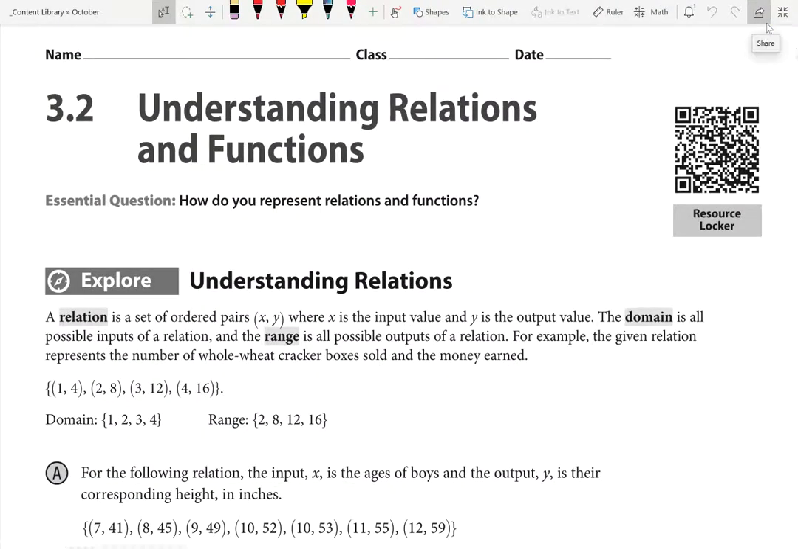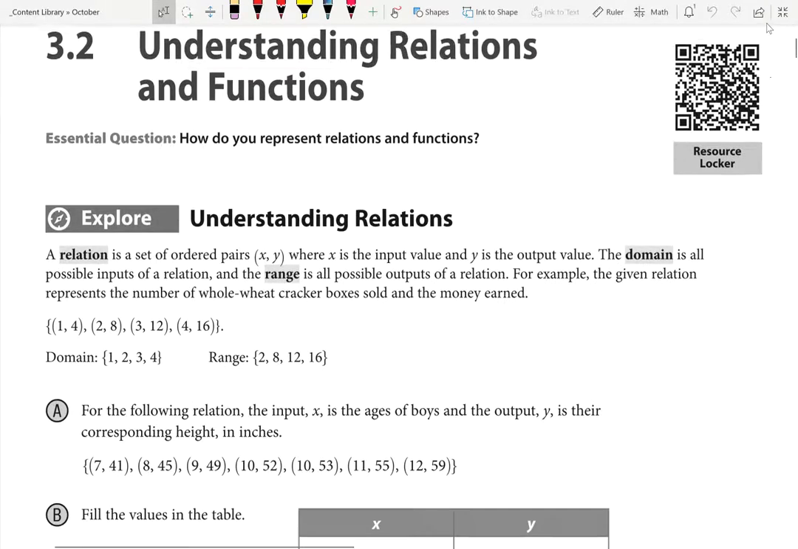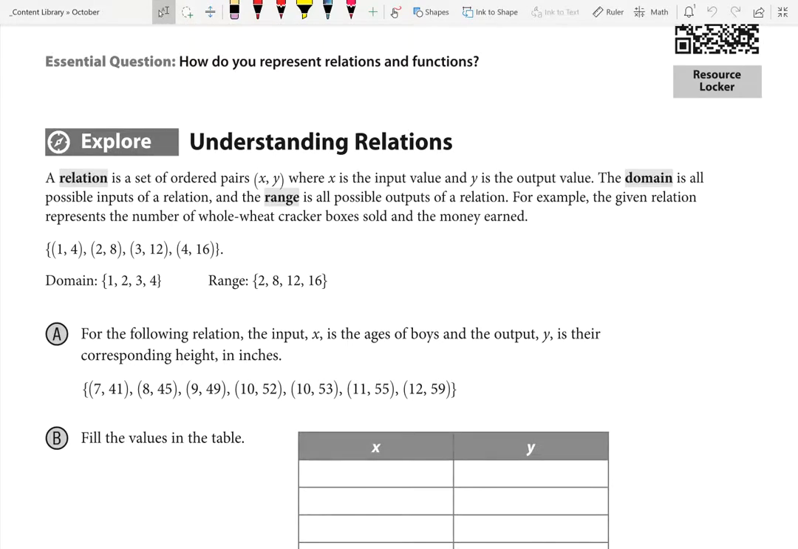Here we go. Section 3.2, understanding relations and functions. I can't tell you guys enough how fundamental this section is for basically the entirety of algebra. What you learn here pertains to pretty much everything in algebra, so it's very important we understand these fundamental things. Okay, so starting off, understanding relations.